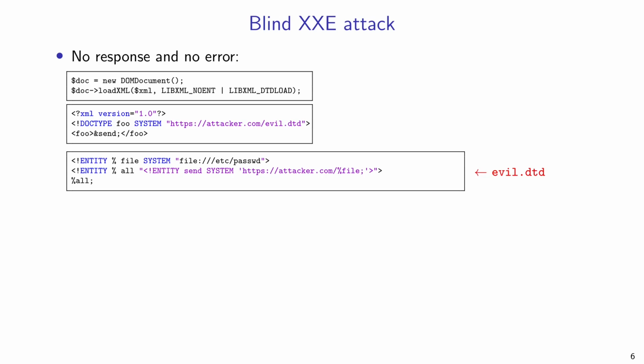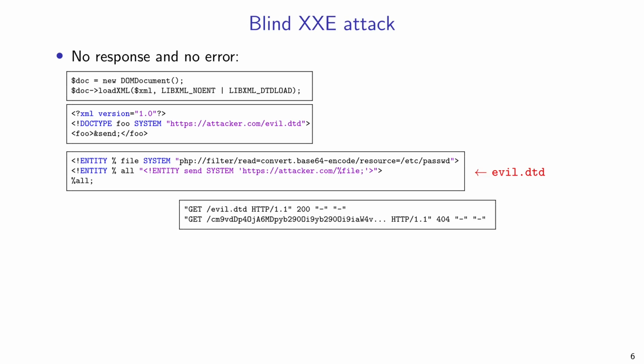Now, in practice, however, this will not work for a very simple reason, because this password file contains new lines, which will make the resulting URL invalid. As a workaround here, we can use the PHP-specific PHP scheme, applying base64 encoding on the file contents. This will work as expected. The parser will fetch the external document type definition and will leak base64 encoded contents of the password file. So we had to use the DTD load parameter here to enable loading of the external document type definition here.